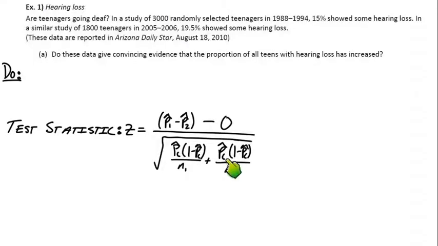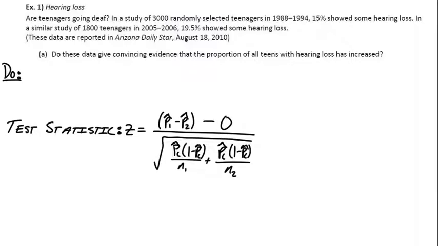So that little c, remember that stands for combined, right? Those are our pooled proportions. And that's unique to these two proportion z tests because we start out by assuming that p1 equals p2, right? So that doesn't happen for confidence intervals. It only happens in these types of tests for proportions.